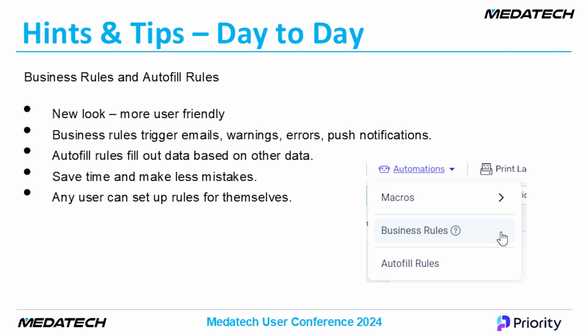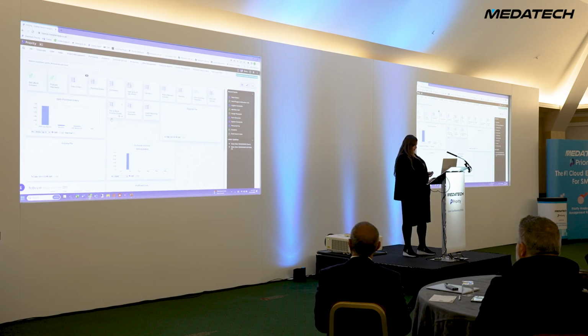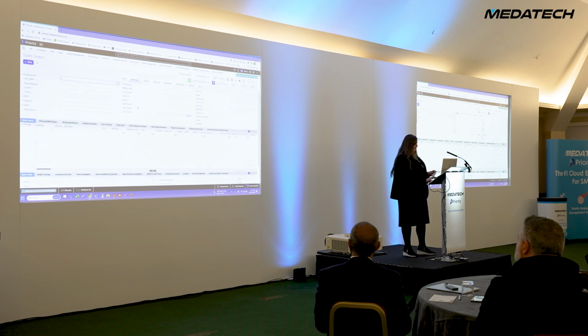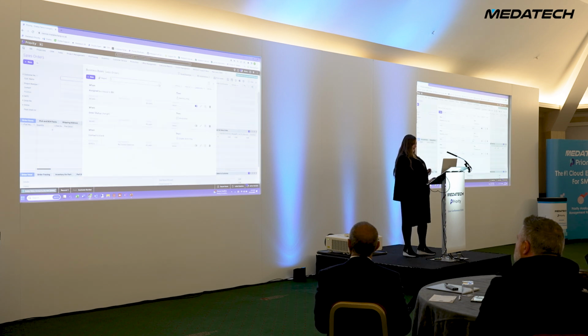So the main point about business rules and autofill rules is to save you from making mistakes, to validate what you're putting in, to make you a bit more efficient, pretty much so that you're not having to spend a lot of time doing the same thing over and over, repetitively. So if I just switch to my Priority, can you see? Yeah.